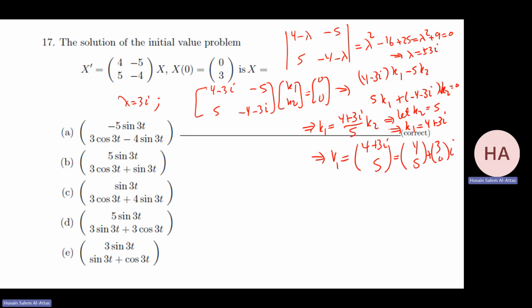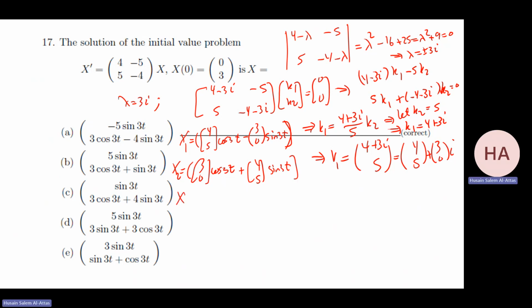Okay. Now let's be careful with x1, x2. x1 will be 4, 5 cosine 3t minus 3, 0 sine 3t. x2 will be 3, 0 cosine 3t plus 4, 5 sine 3t.